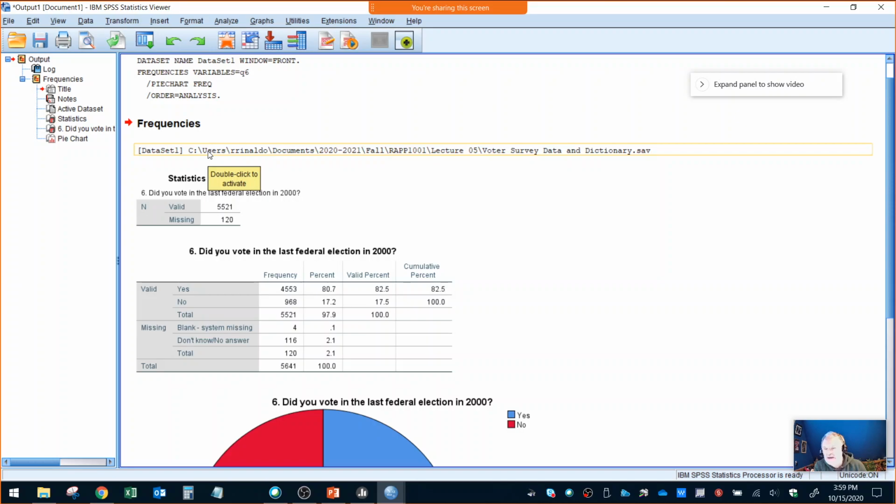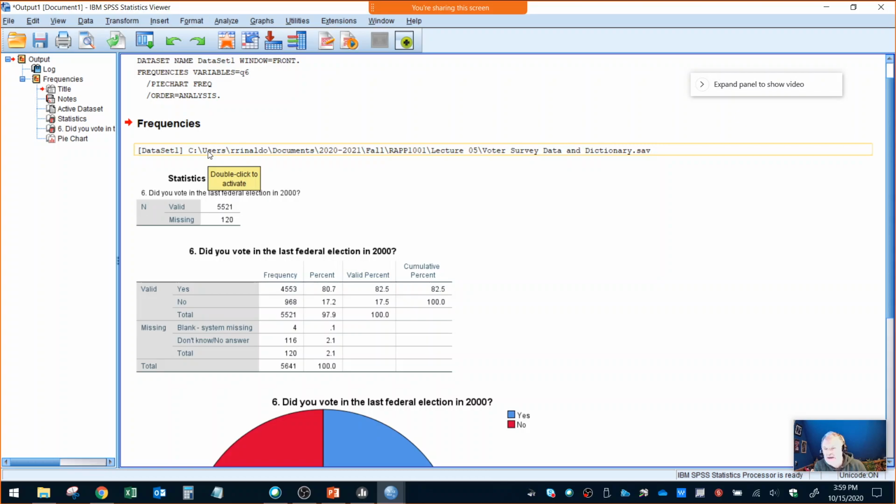And I can see in this data set that for question 6, did you vote in the last federal election in 2000, 17% didn't vote, 80% actually voted. And 116 people were too drunk to even know whether they voted or not, or too high. So don't know, no answer. Man, I was so wasted, man. I don't know whether I voted in 2000, man. Man, what a year.